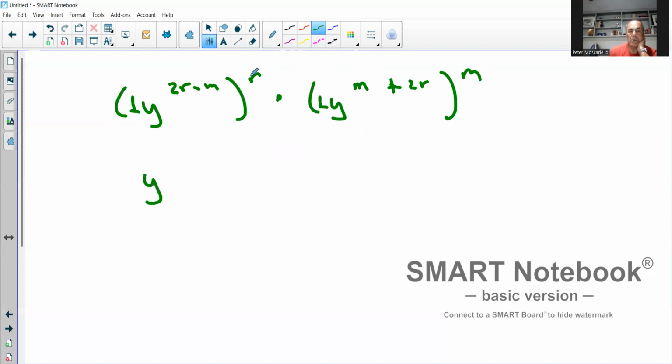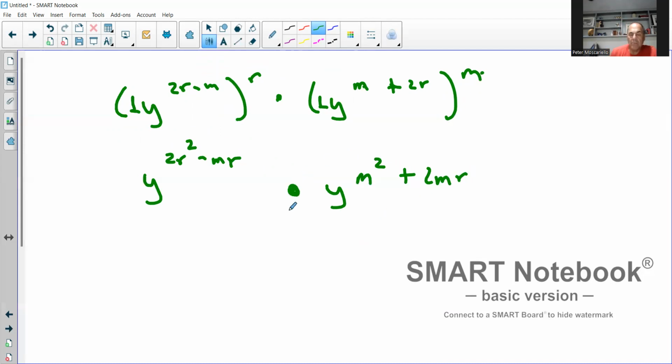So what do we do to the exponents? Raising to a power, we multiply exponents. So 2r times r is 2r squared. Negative m times r is negative mr. Over here, you're raising to a power, you multiply exponents. m times m is m squared, plus 2rm or mr, either way.